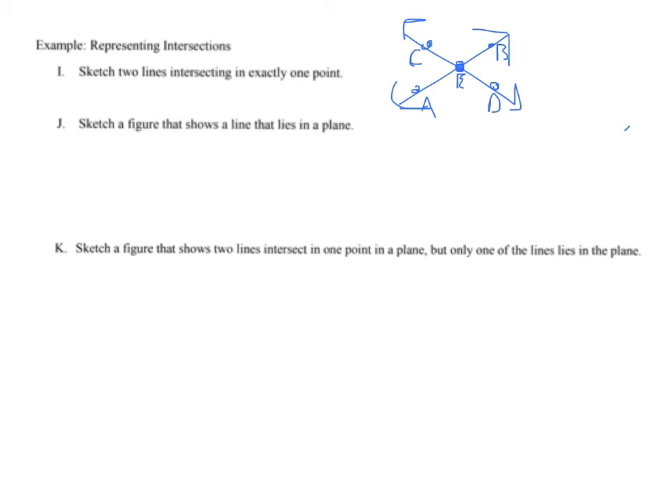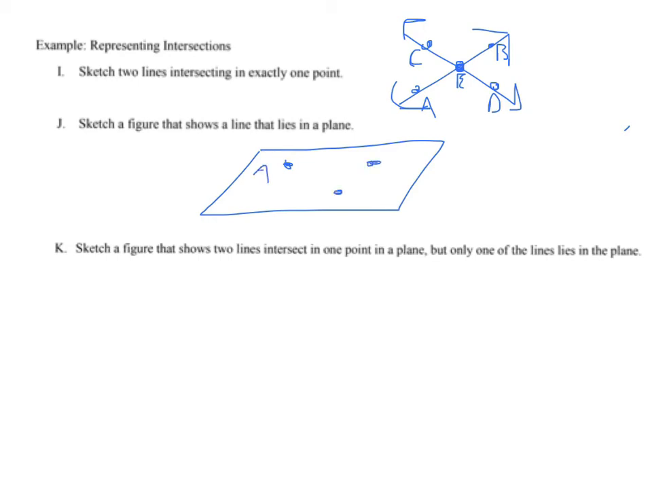The next example says sketch a figure that shows a line that lies in a plane. Again, pretty simple. I want a line on a plane, so I just draw a plane. And again, planes don't technically have to have four sides, but that's just the way most people like to draw them. And because it's a plane, I'm going to use 3 points so I can name it. I'm going to use points A, B, and C just to keep it simple.